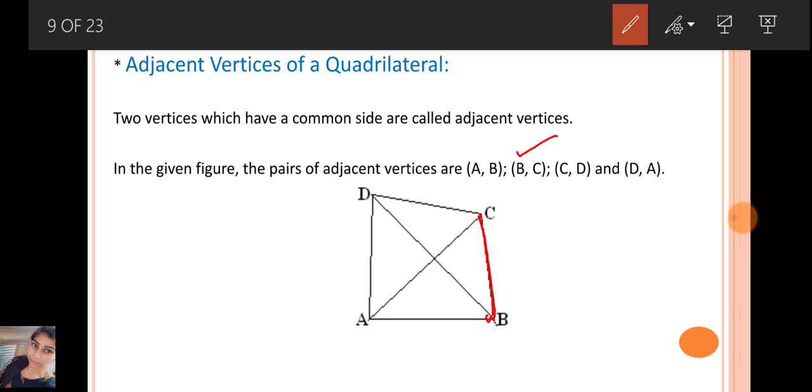adjacent vertices. Same thing you can see with C and D. Just see, C and D have a common line CD, so C and D are also a pair of adjacent vertices. And the next one is D and A. D and A have a common side DA, so D and A are also. So we get four pairs of adjacent vertices: A and B, B and C, C and D, and D and A.